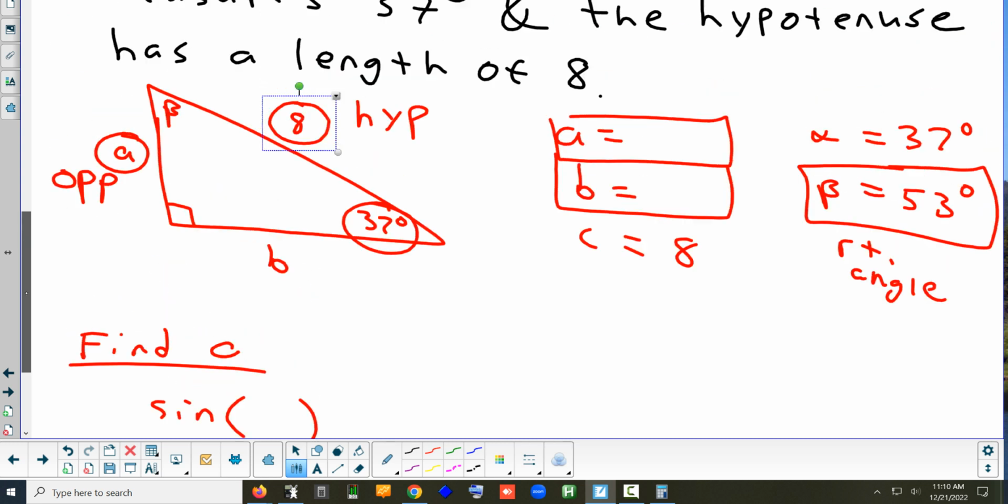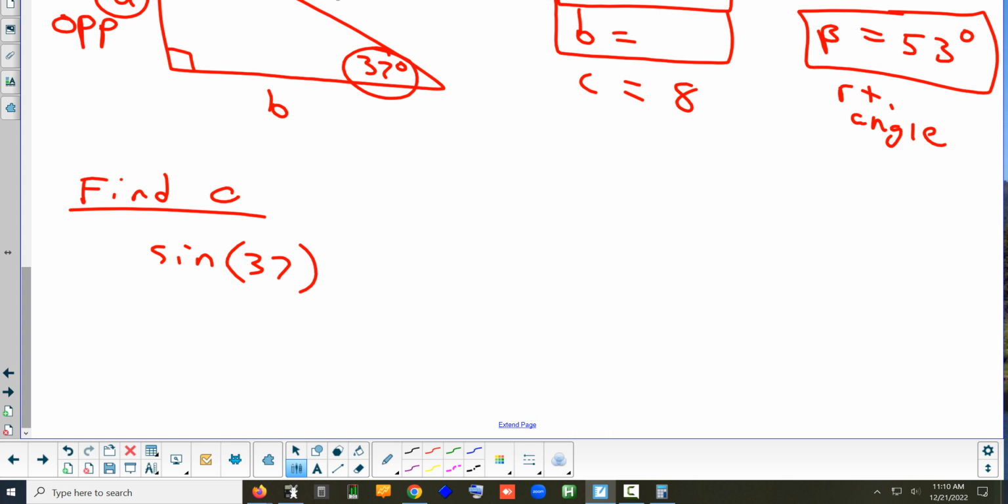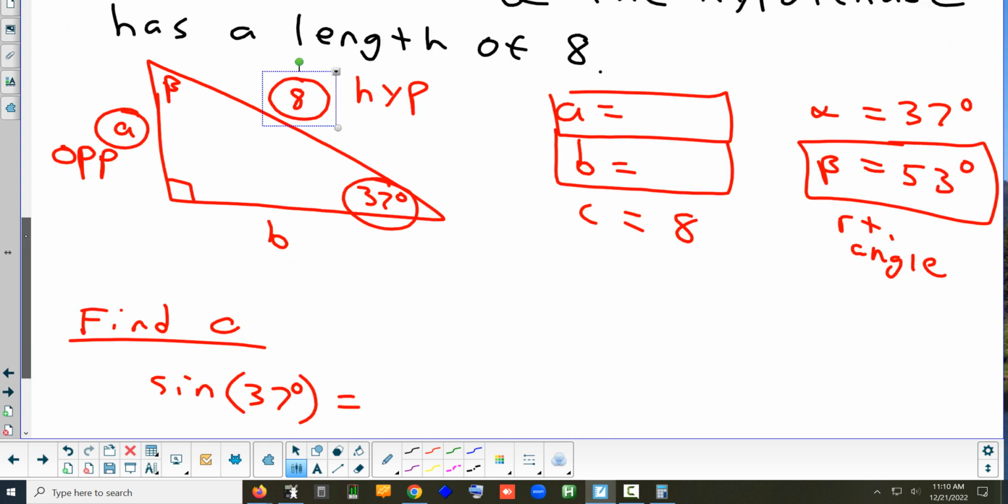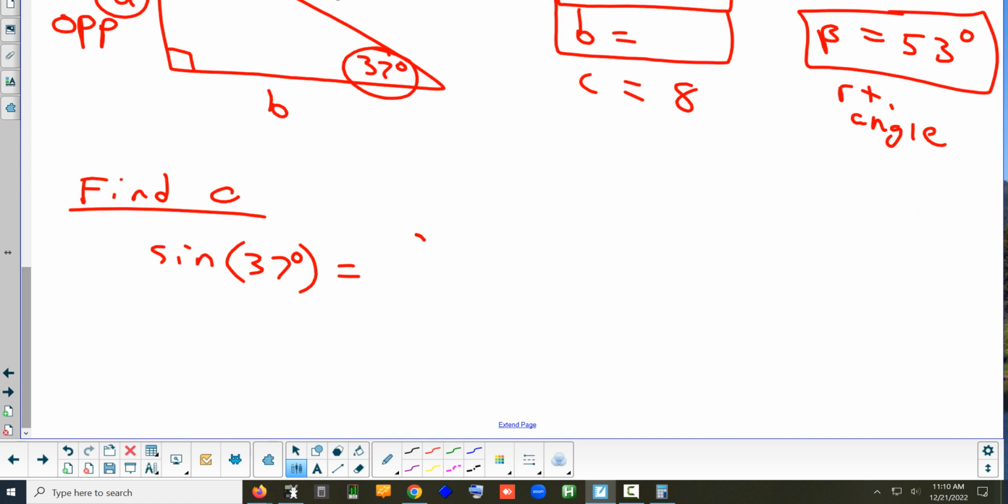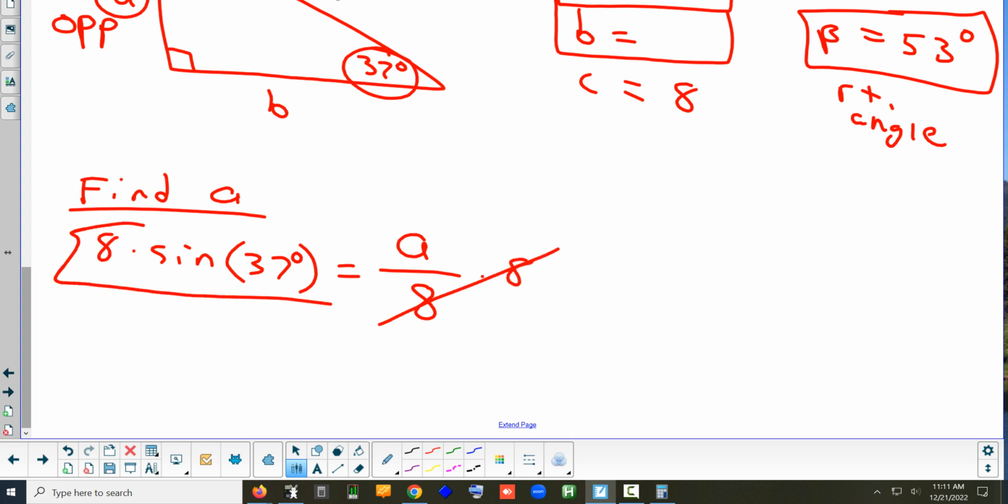So it's always the sine of your angle equals sine is opposite over hypotenuse. So sine 37 equals A over 8. And that's your equation to solve for A. Now, how would you get A by itself there? Multiply by 8. Now, in this section, we do want to round that off to 2 decimal places.